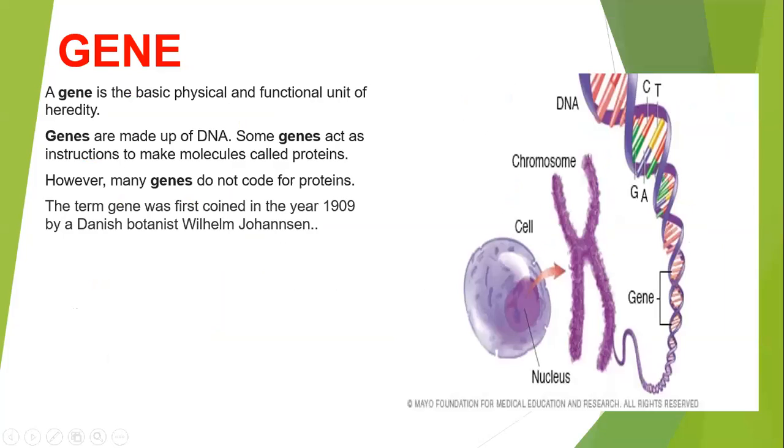A gene is the basic physical and functional unit of heredity. Genes are made up of DNA, and some genes act as the instructions to make molecules called proteins. However, many genes do not code for proteins. The term gene was coined in the year 1909 by Danish botanist Wilhelm Johannsen. In humans, genes vary in size, from a few hundred DNA bases to more than 2 million bases. A gene is a section of DNA which is involved in carrying information for a particular trait.